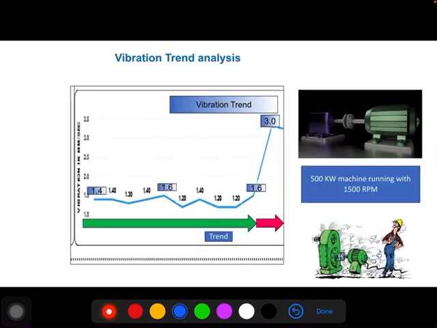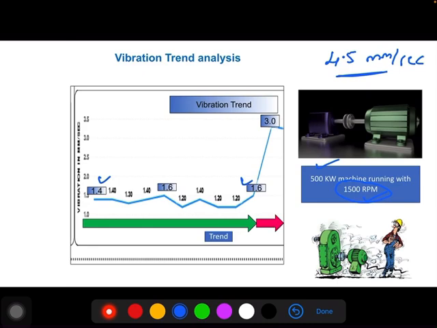Here I am explaining one case study. Suppose your machine is running with a range of 1.4 to 1.6 mm per second. Suppose your machine is 500 kilowatt and runs at 1500 rpm. As per class 3, the acceptable limit is 4.5 mm per second. It is satisfactory. As per your trend, any variation below 4.5 is satisfactory. But here your machine after installation is running at 1.6 mm.